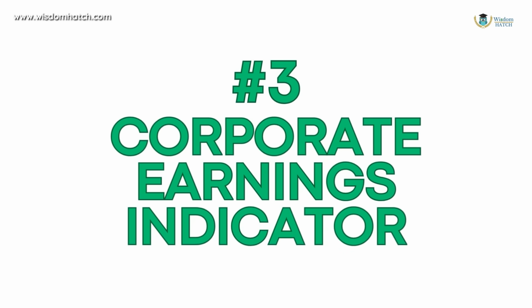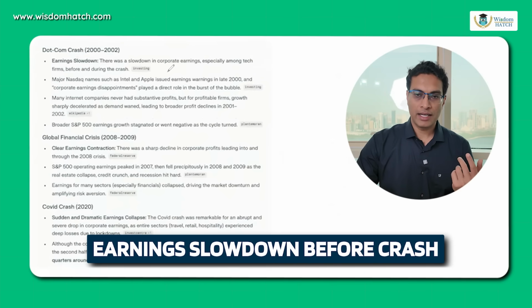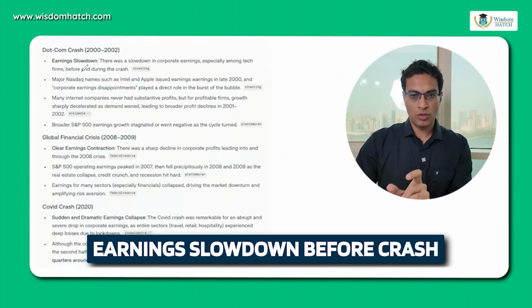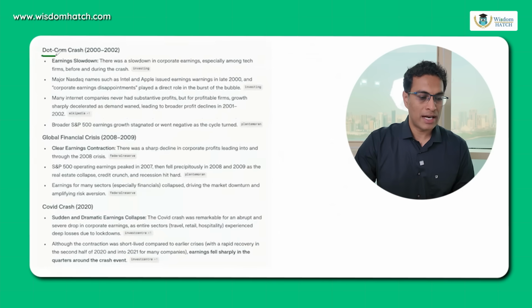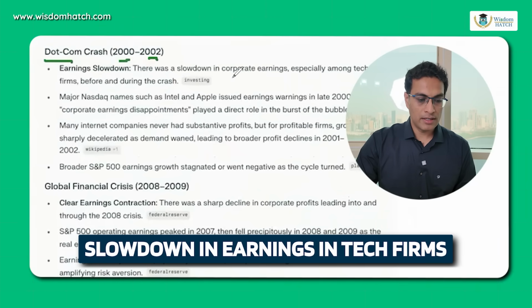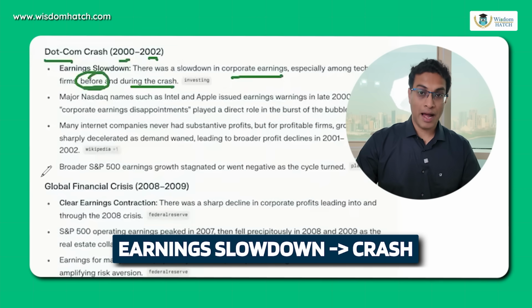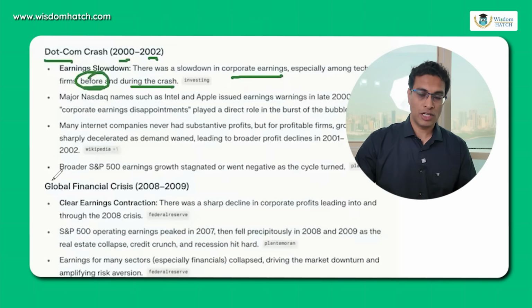You have to align the second point, the market all-time high, with the growth in corporate earnings. So here is some interesting data which I have pulled out, and you can take a look. It talks about earnings slowdown before the bubble crash. For example, in the dot-com crash of 2002, there was a slowdown in corporate earnings, especially among tech firms, before and during the crash. Now this is very important: before the crash. The earnings slow down first and then a crash happens. This is the reason why we need to keep an eye on earnings reports, especially in the US market, because the earnings reports there are very clean.